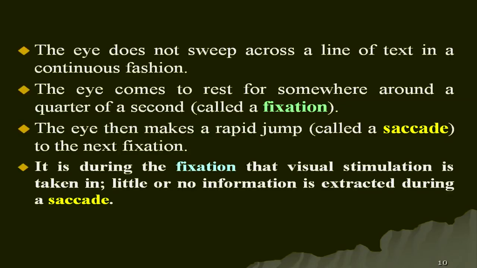It is during the fixation, when we fix our eyes, that visual stimulation is taken in. Whatever the information about the visual aspects of the word, that is taken in, and then that goes to the short term memory. Little or no information is extracted during a saccade. So, when we jump from one part of the word to another part of the word, or from one word to another word, that is a saccade, and during that period either little or no information is extracted. Most of the information is extracted during fixation.